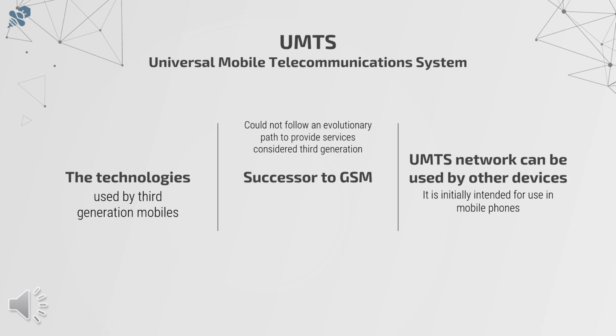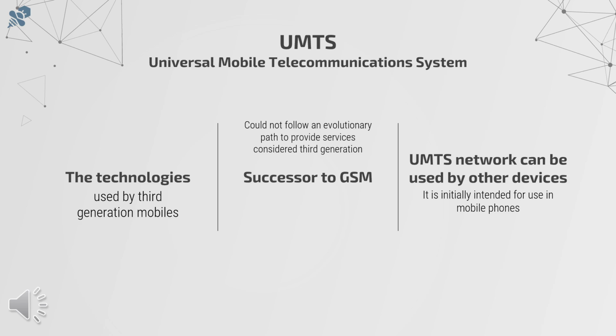The Universal Mobile Telecommunication System is a third-generation mobile radio access technology, successor to GSM because GSM technology could not follow an evolutionary path to provide services considered third generation. With the offer of multimedia services, the demand of their speeds increased to achieve a better quality of service.